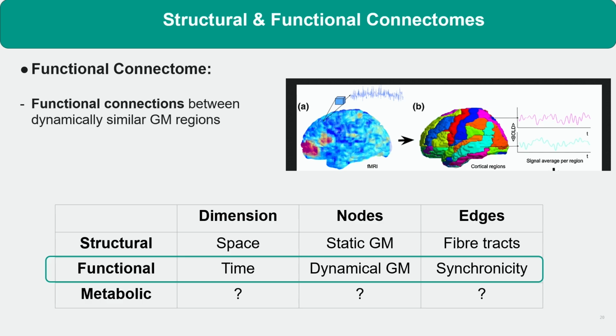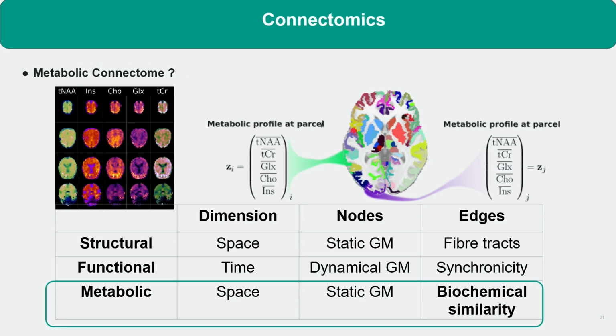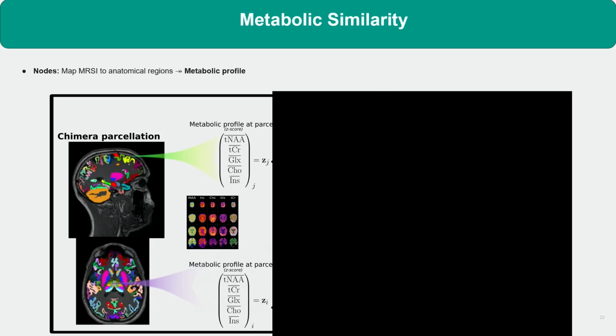For functional, we have that extra temporal dimension. And now the nodes are actually dynamical because we get multiple snapshots across time, and we define the edges as synchronicity measures between the dynamics of the gray matter regions, maybe with a Pearson correlation. For MRSI, it's a bit different. We only have access to space. Nodes are still static. We could then define the edges maybe as a correlation between those metabolic profiles and formalize it as a biochemical similarity. And that's actually what we do.